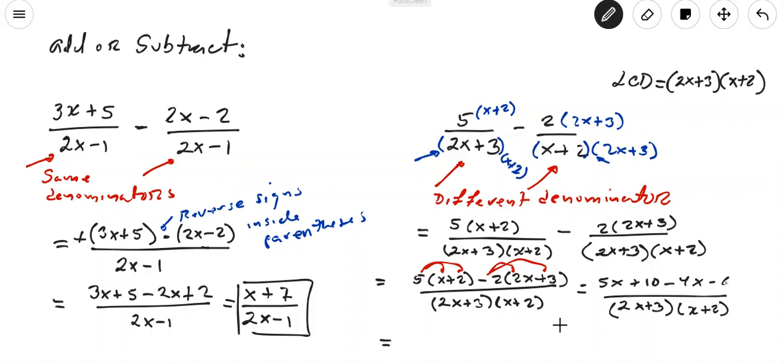Now combining similar terms in the numerator, 5x minus 4x will be x, and 10 minus 6 will be positive 4. So we have x plus 4 over 2x plus 3 times x plus 2. And that is the result of the subtraction of these two rational expressions with different denominators.